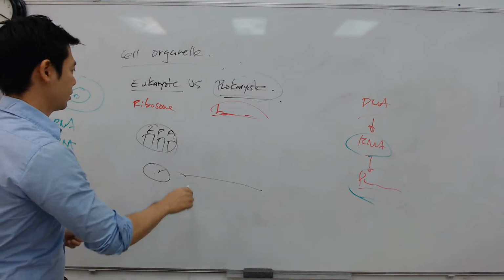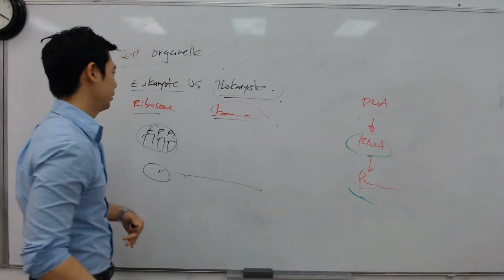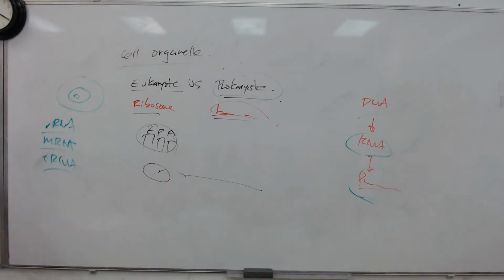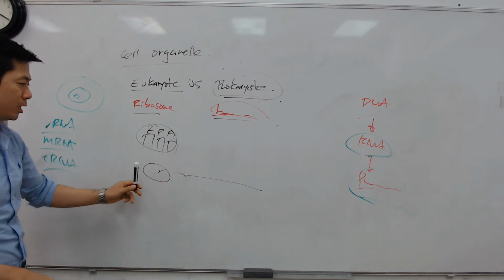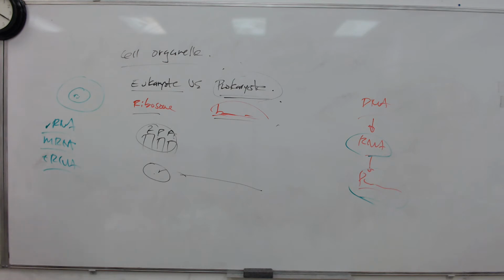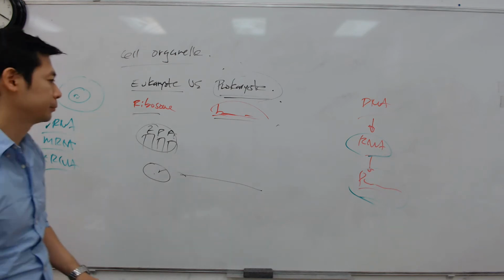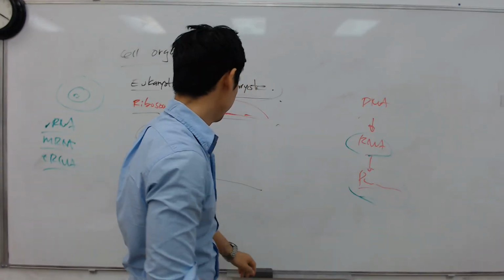Keep in mind, the ribosome is a site for protein synthesis. It's where the messenger RNA goes. It will attach to it, and then they start to translate a protein. They translate messenger RNA into proteins.